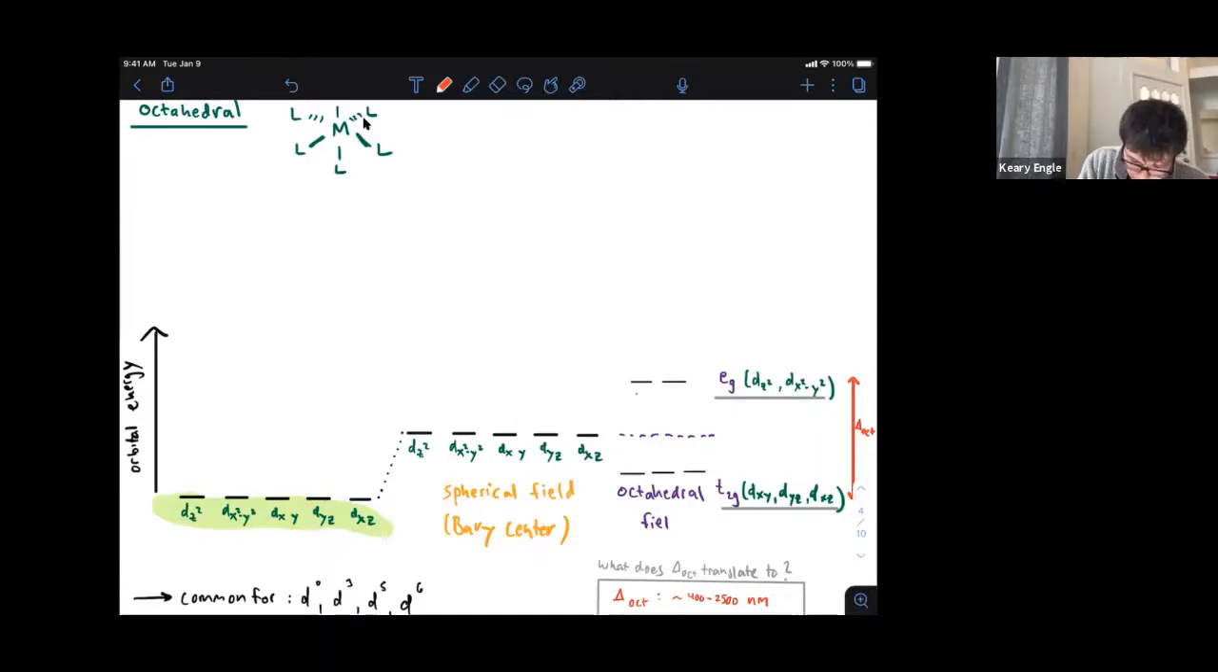And it turns out that the overall splitting energy is defined as the difference between the orbitals that go to high energy and those that are lower in energy. And these sets of orbitals are given new names, eg and t2g, which is just a symmetry descriptor.